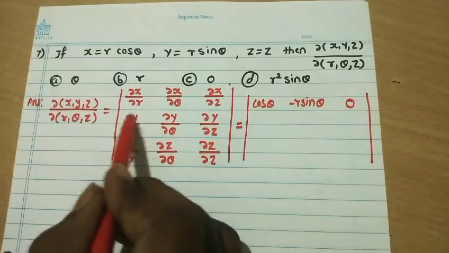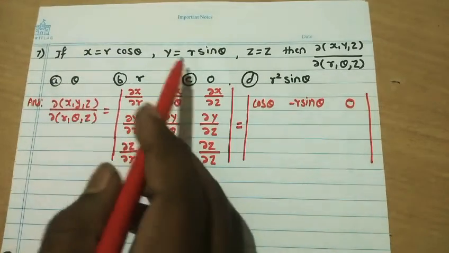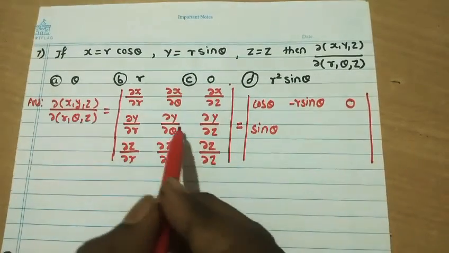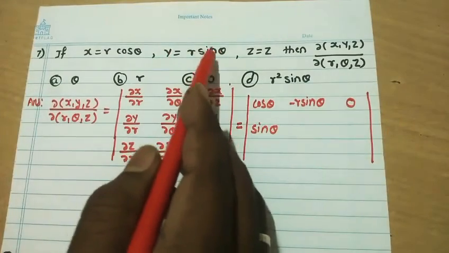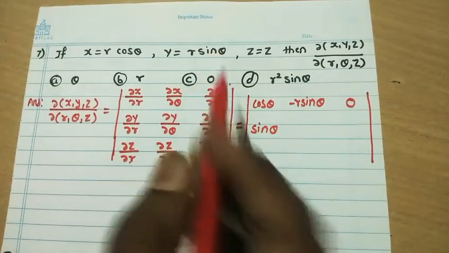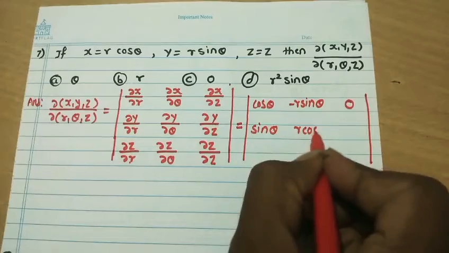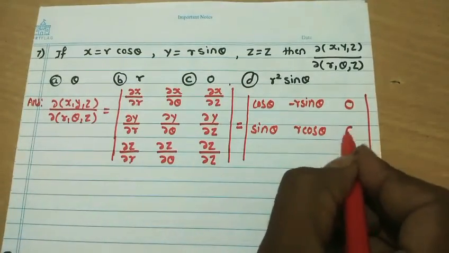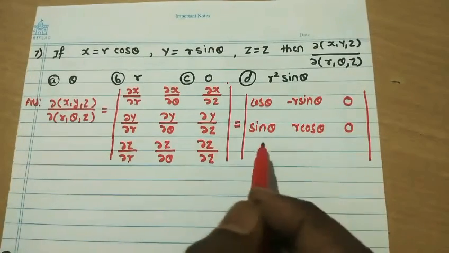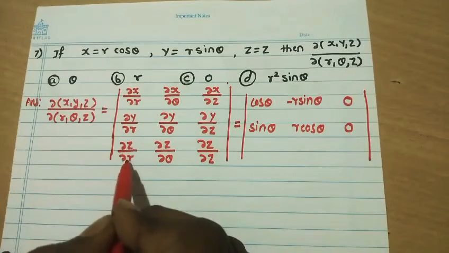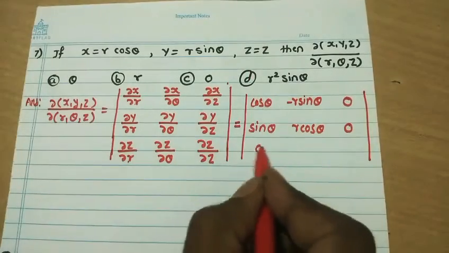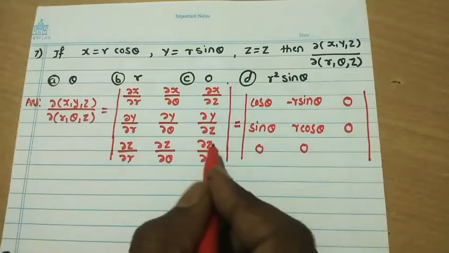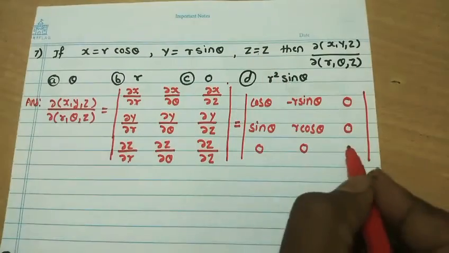In the second row, partial derivative of y with respect to r. So it is sin theta. Partial derivative of y with respect to theta. So r sin theta, the derivative of sin theta is cos theta. So r cos theta. Partial derivative of y with respect to z is 0. Then in the third row, partial derivative of z with respect to r. Obviously it is 0. Partial derivative of z with respect to theta is again 0. Partial derivative of z with respect to z is 1.